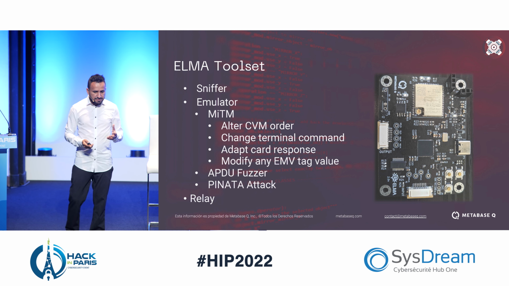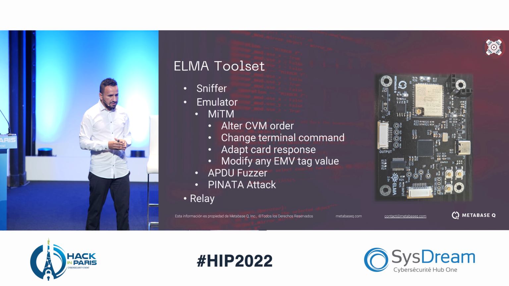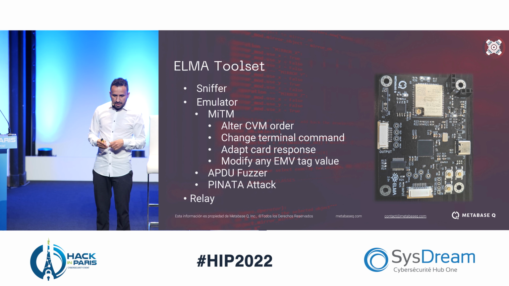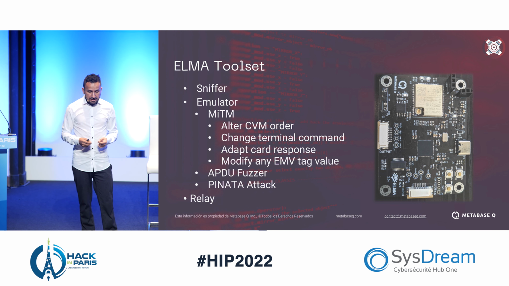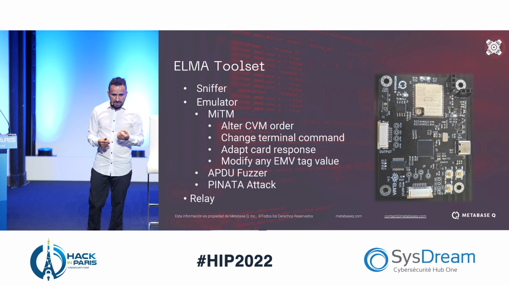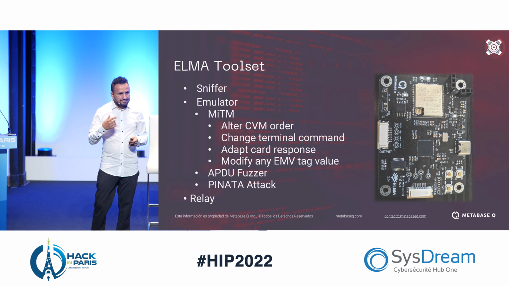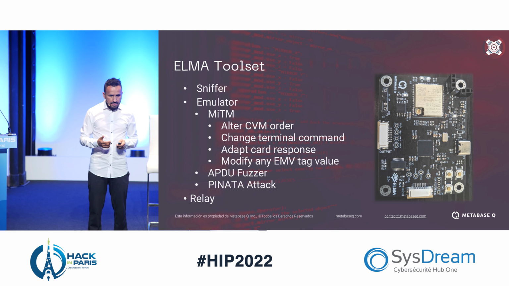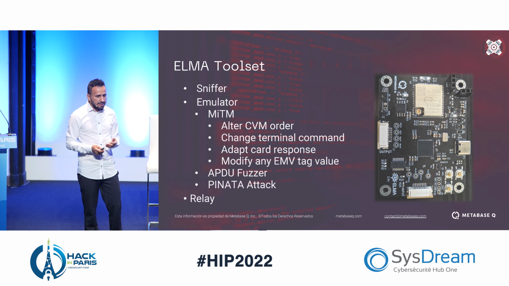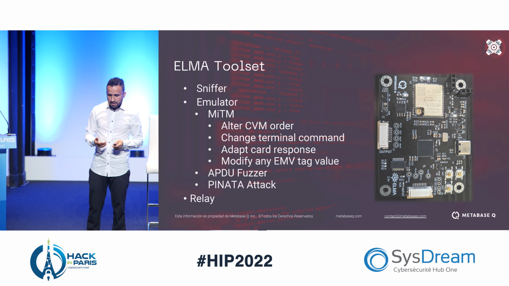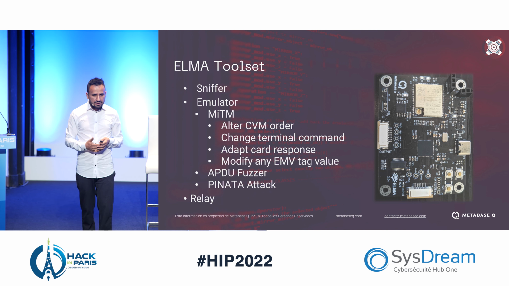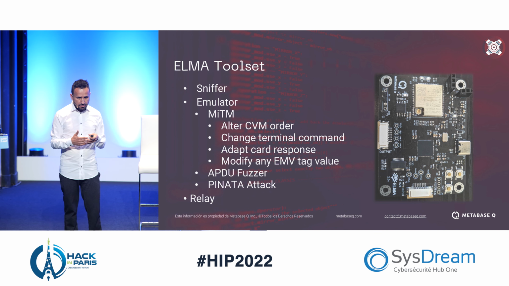So in this process, the Delma toolset has different scenarios. It can be a sniffer. Also, it could be an emulator, and you have the ability to have the man-in-the-middle option, which you can alter the CVM order. Let's say, for example, that normally when you are making a transaction, you have a list of what kind of verification has in your own card.